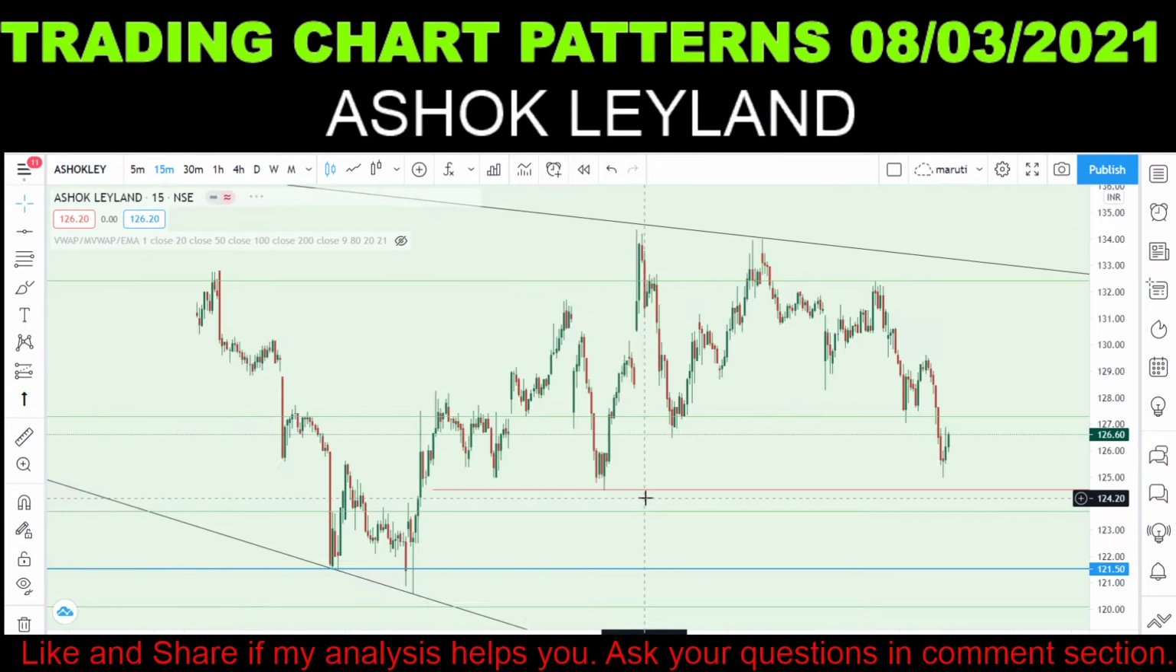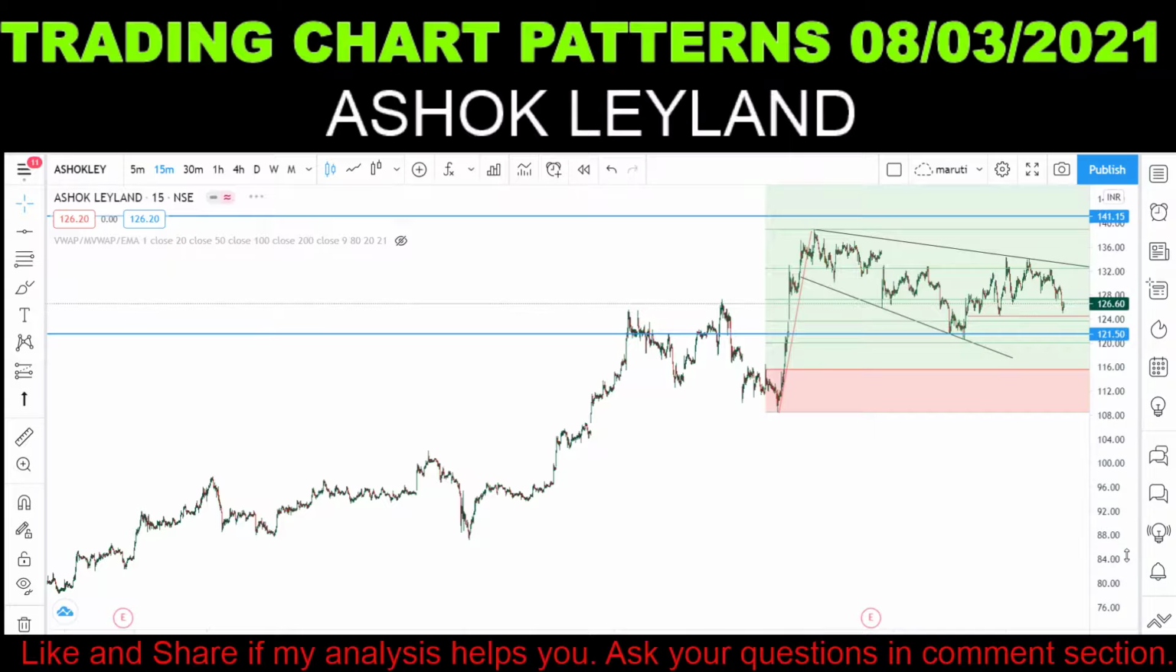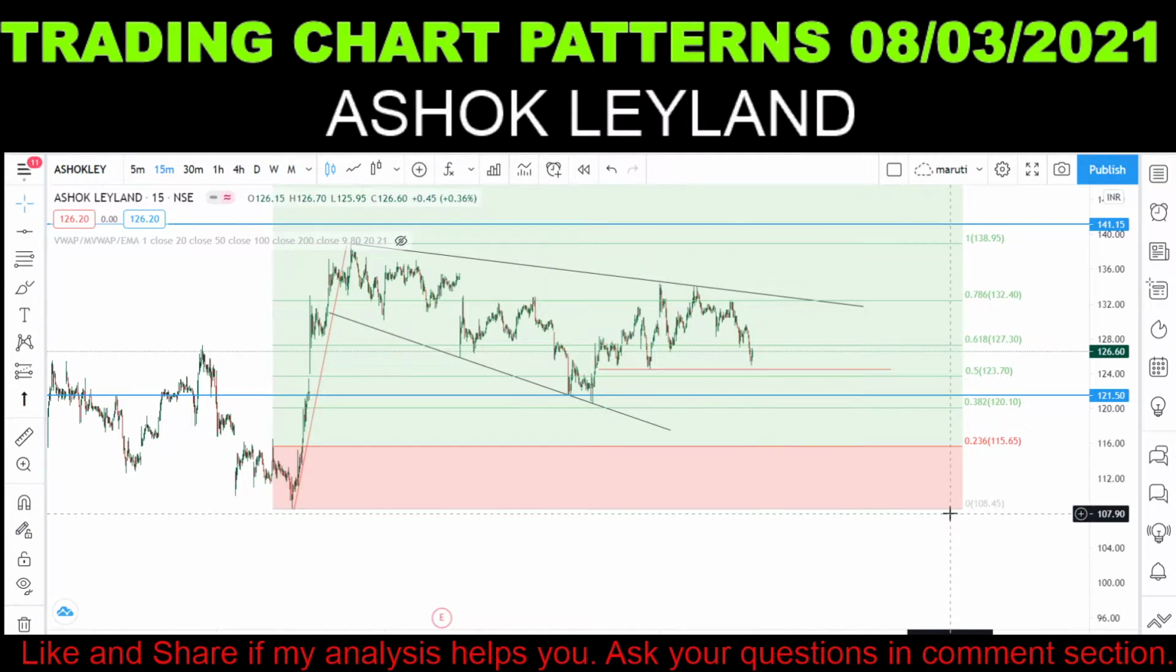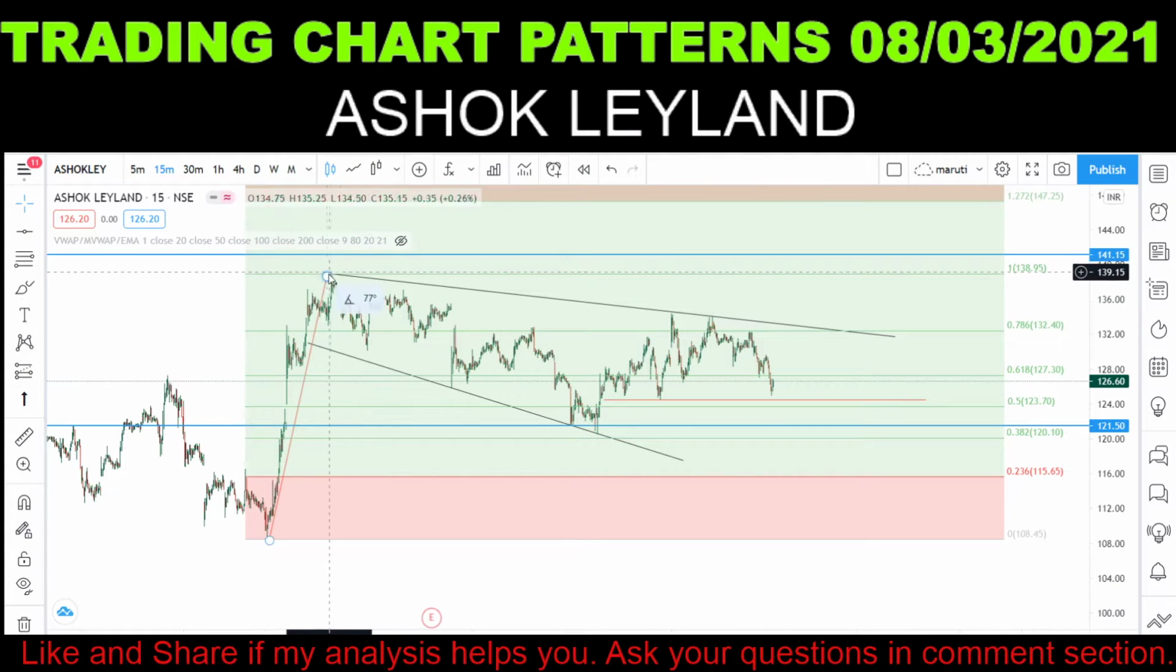So let's see what has happened in the stock in the past 15-20 days. This stock is making this line as its resistance. See, this line is acting as a resistance for this stock Ashok Leyland. Now see, this stock is taking support at this level. The level is 124.565, or you can say the 123 to 124 region.